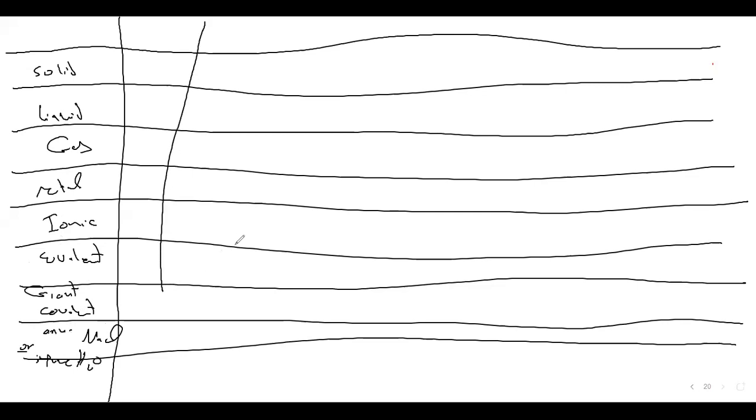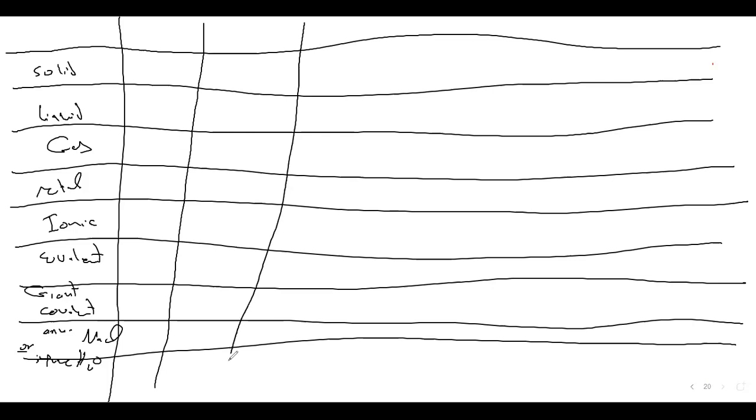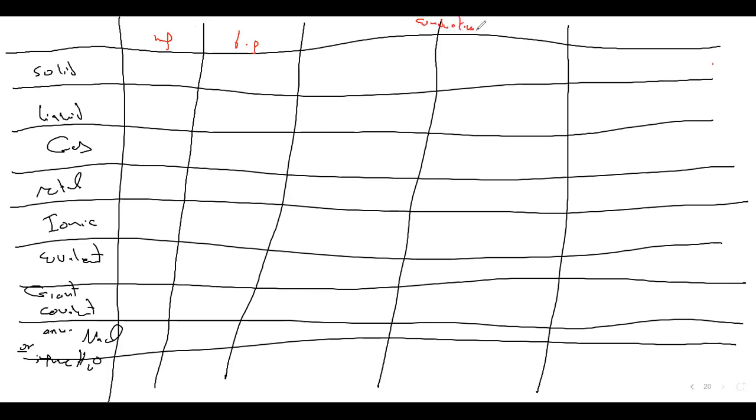How can we know the difference? By comparing melting point, boiling point, and conductivity through solid, through liquid, and dissolving in water. Melting, boiling, and then conductivity through solid and liquid. Liquid to be molten or aqueous, and then dissolving in water.